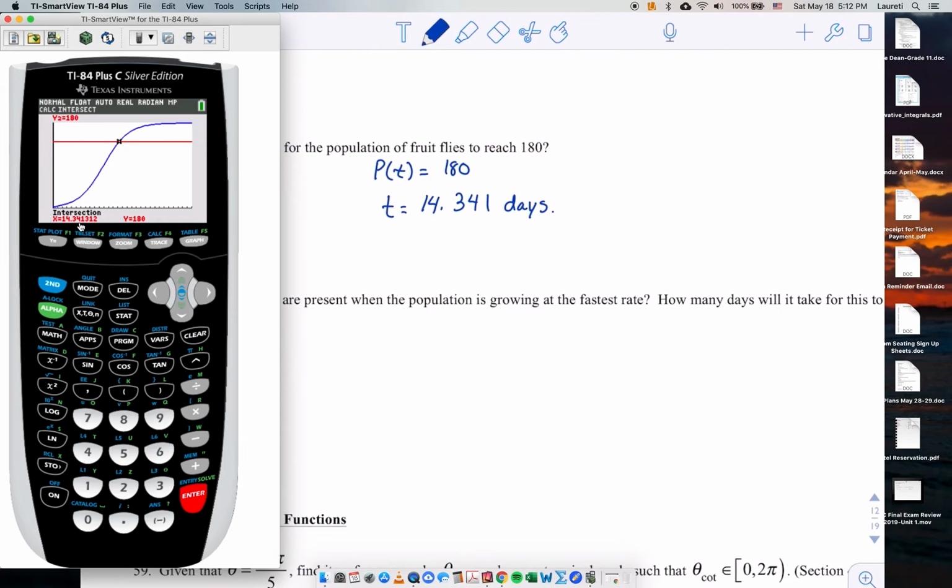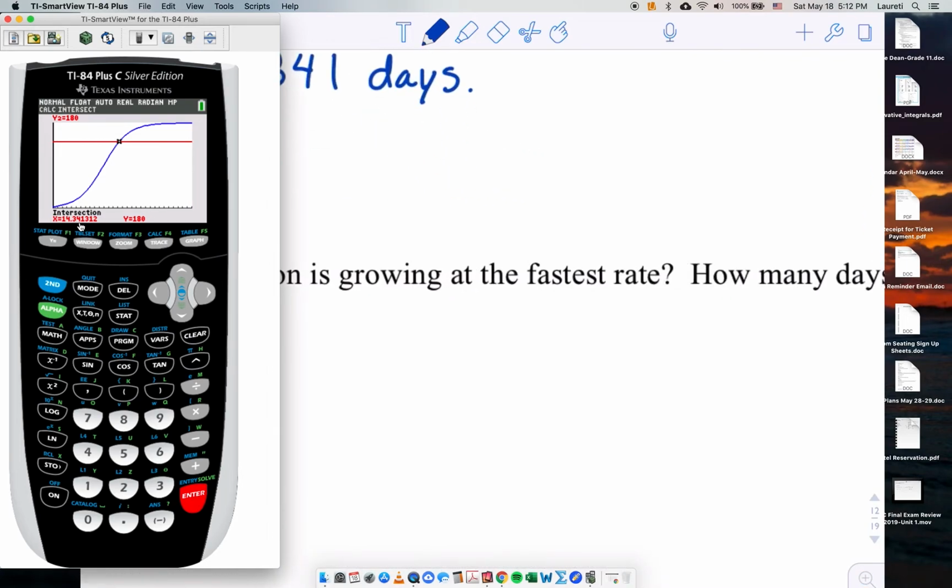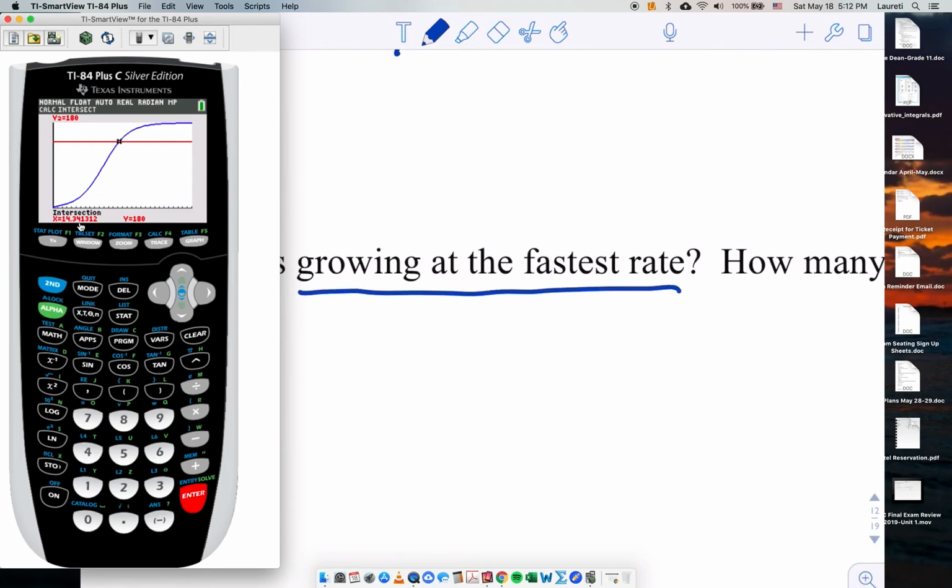And then the last question says, how many fruit flies are present when the population is growing the fastest? How many days will it take for this to occur? Okay. So remember, when it's growing at its fastest rate, that's half the carrying capacity. All right, so the population is continuing to grow at a rapid rate, and then once it hits half the maximum carrying capacity, then it starts to slow down. So the moment that it hits exactly half is when it's going the fastest.